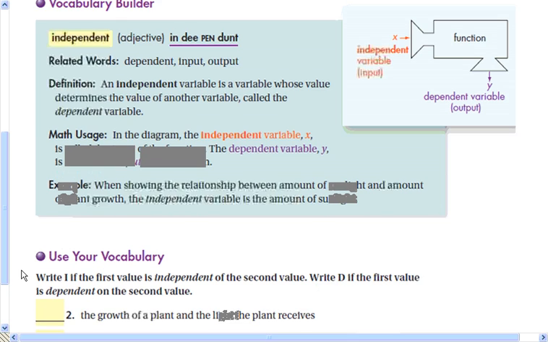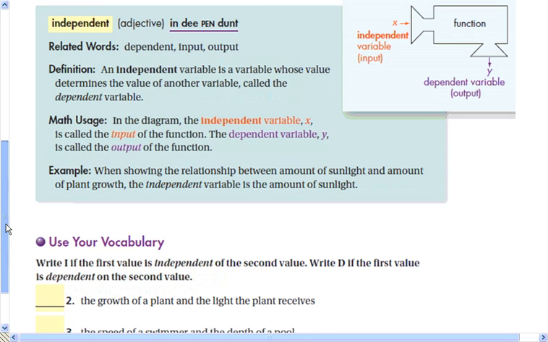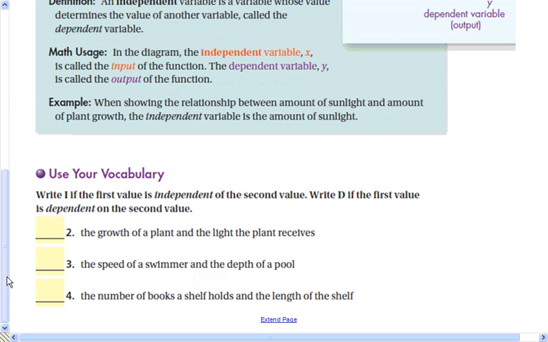All right, some important terms to look at, and then use your vocabulary. You can just check your answer. Pause if you want to try them first, and then check your answers.